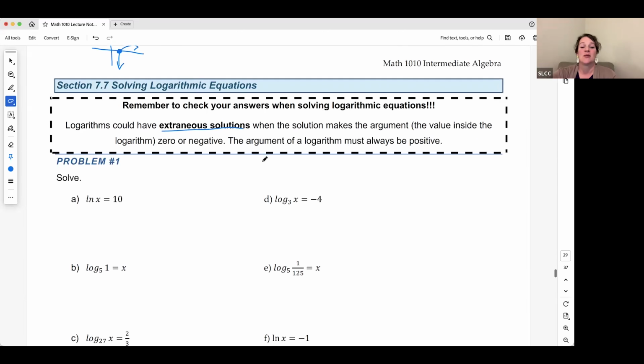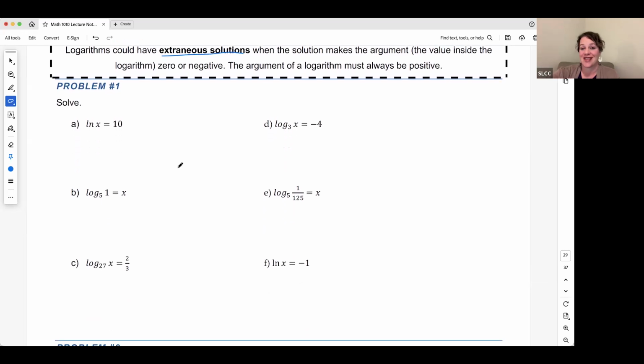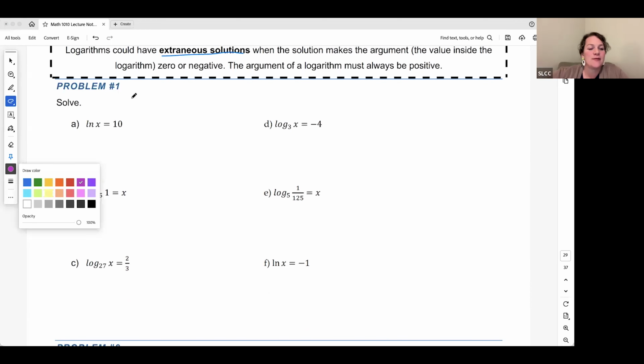All right, let's look at a couple different ways to solve these basic logarithmic problems, and then you can choose which method you like the best. The first method would be to change forms.